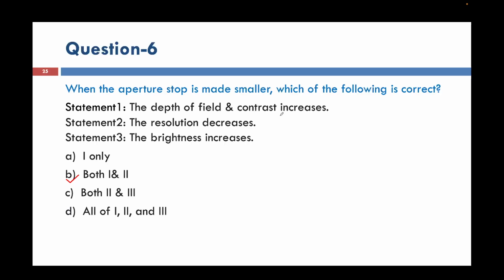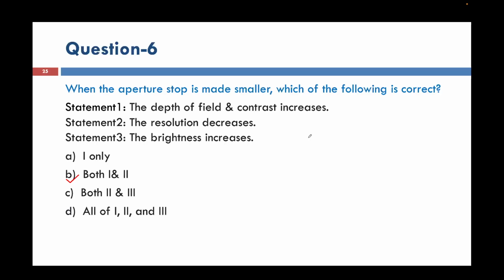Why? Because the job of the aperture is to limit the light accordingly, whether we want all the light to fall on our sample or only a portion of the light to fall on our sample. So what does the aperture do? It limits the total light falling on our sample. So when we are not using the total light to illuminate our object, the brightness will decrease, it will not increase. So statement 3 is wrong. And the resolution decreases. Why? Because we are limiting the amount of light falling on our object. So that is why the resolution also decreases.